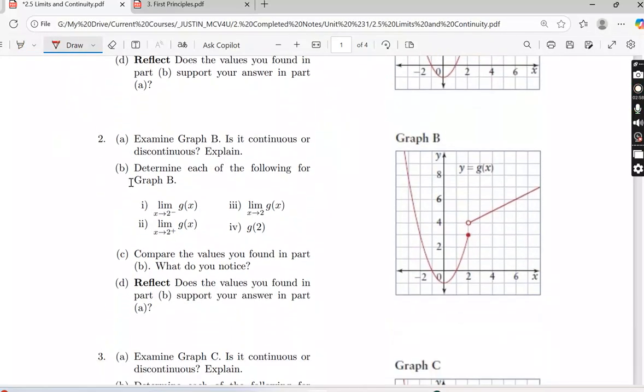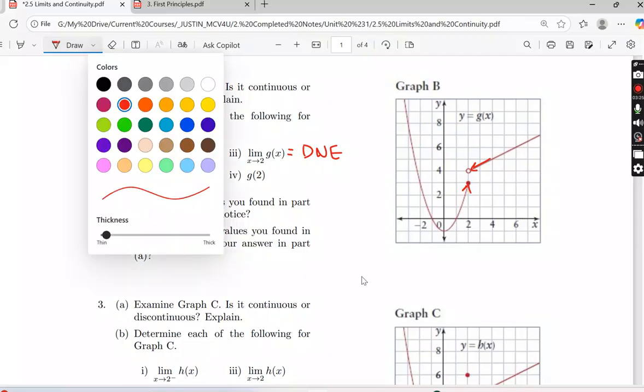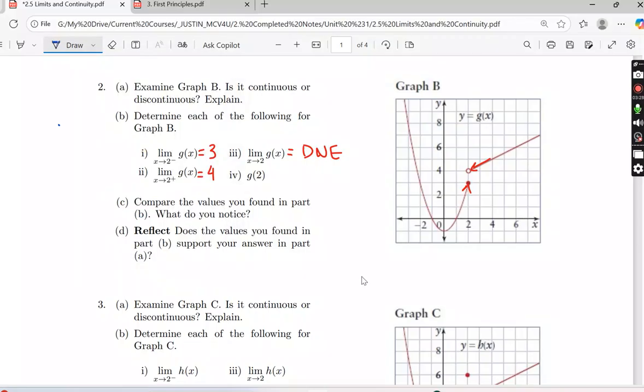So let's look at what a discontinuous graph might look like. Examine graph B. Is it continuous or discontinuous? Well, let's do the same thing. The limit as x approaches 2 from the left is 3. The limit as x approaches 2 from the right is 4. So by that notion in itself, the limit as x approaches 2 does not exist. What's g of 2? Well, g of 2 is 3, okay? So why is it this dot and not this one? Because this one here is called a hole, which means the value doesn't exist at that point. So g of 2 is indeed 3 because this dot here was filled in.